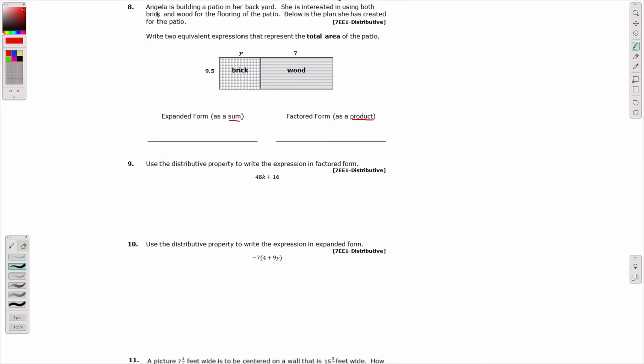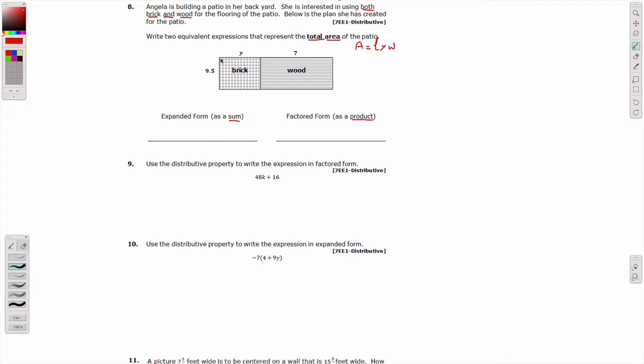Third read. Now I'm going to read for important information. Angela is building a patio in her backyard. She is interested in using both brick and wood for the flooring in her patio. That is telling me that I'm going to need to add two different materials. Below is the plan she has created for the patio. The clue word here is the word and, because that is telling me I'm going to have to add something. Write two expressions that represent the total area of the patio. That again tells me I'm going to need to add or multiply. Area tells me I'm going to need to use the area formula. The area formula is area equals length times width, or width times length, doesn't matter.